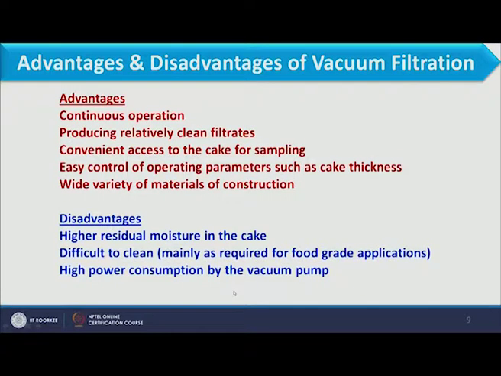During vacuum operation the vacuum pump is operated continuously, which consumes significant power. Therefore, as far as operational economy is concerned, this is more expensive in comparison to batch. So, these are the advantages and disadvantages of vacuum filtration.